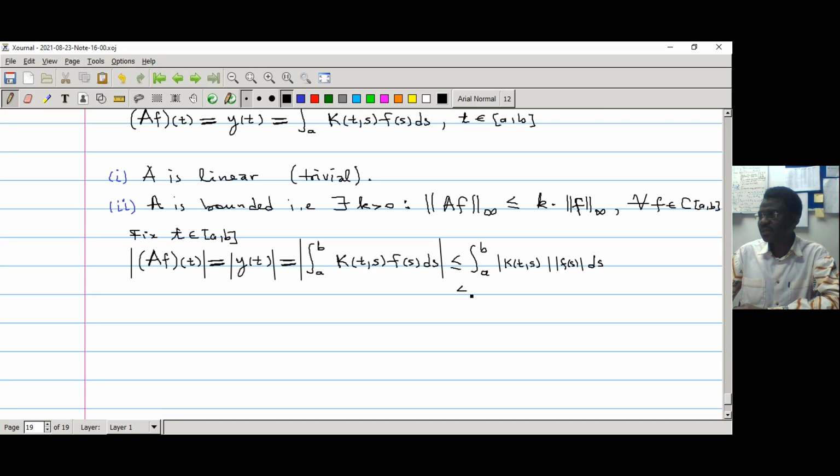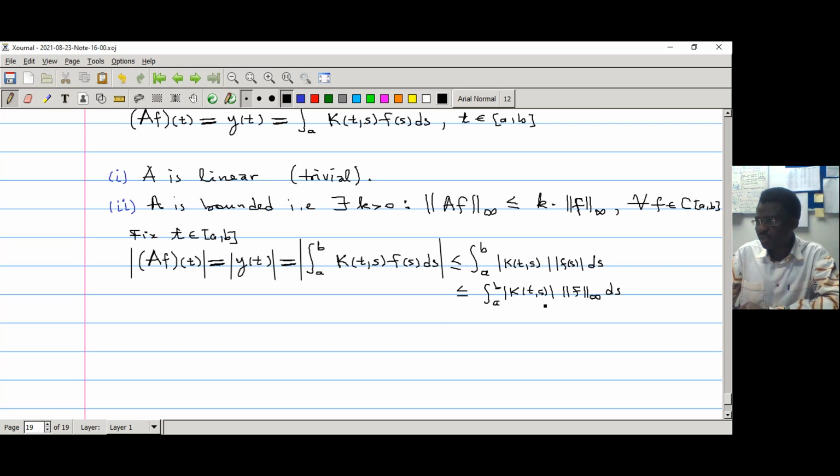Right, so I can even write it here. Less than or equal to the infinity norm of F. So I can take it out because it doesn't depend on s. Take it out, of course. So this is equal, I can write equal and I take it out, with this one.